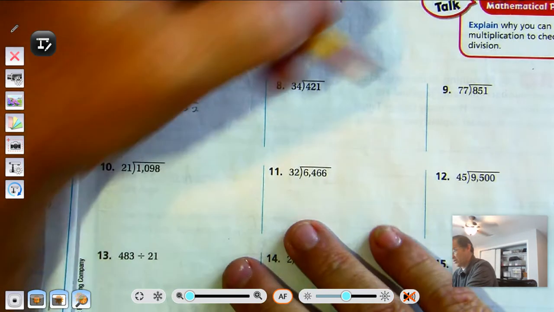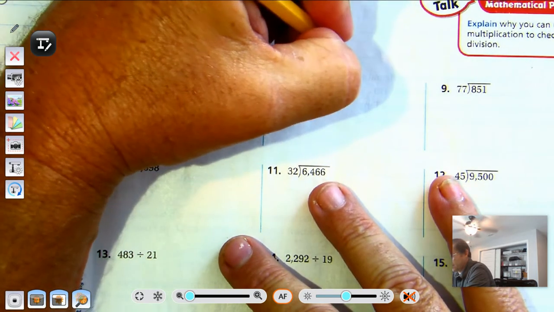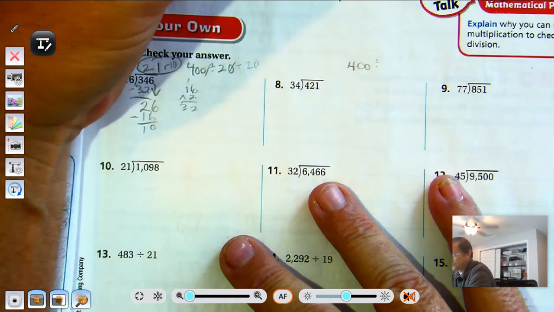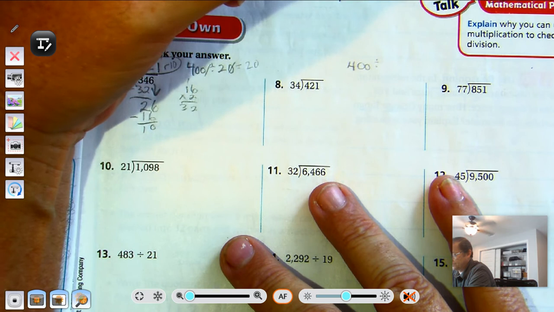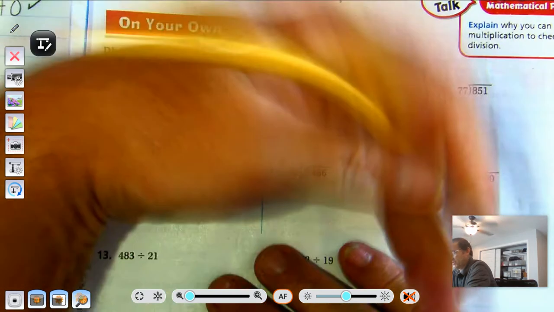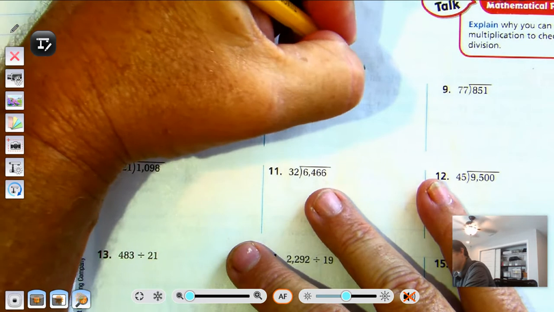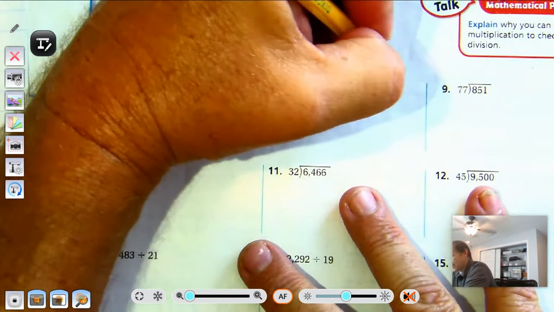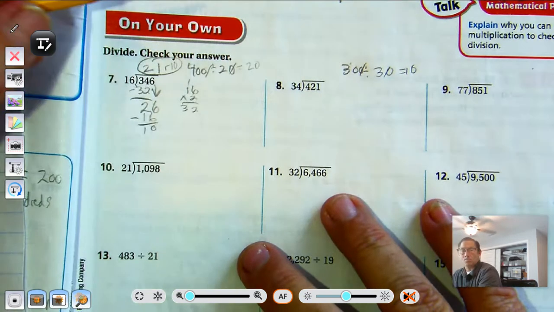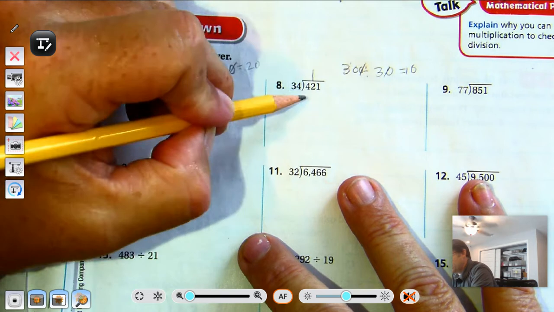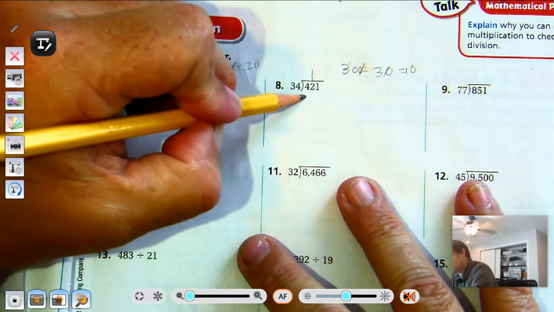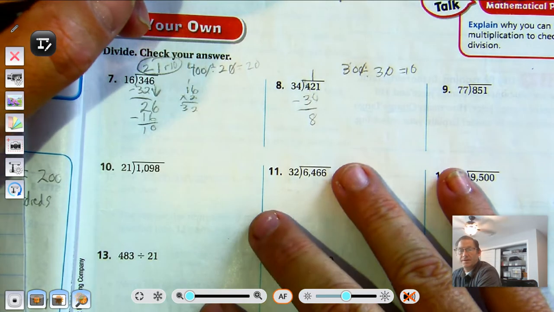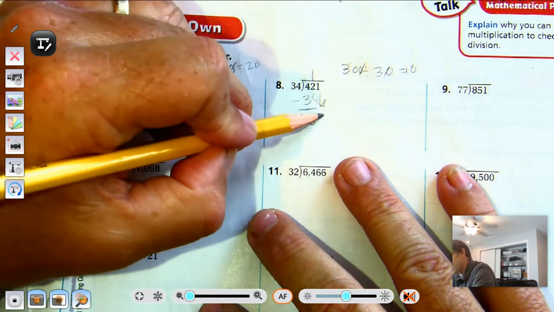And number 8, 421 divided by 34. I'm just going to use 400 divided by, actually, I'm going to keep 34 close to 30. So I'm going to use 300 divided by 30, which is 10. How many 34s can I take from 42? 34 times 1 is 34. Subtract, we're left with 8. Trade those for 80 ones, bring down the one we already have. 81.